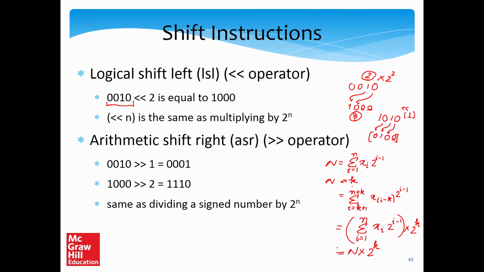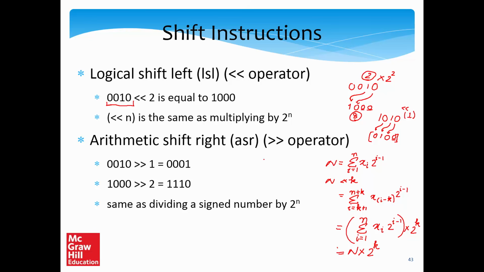Then from k plus 1 till n plus k, we had the same set of coefficients which we had earlier, but the powers of 2 pretty much get multiplied by 2 to the power k. So we do a little bit of algebra and separate the 2 to the power k from the equations, and what we are left with is the original number n multiplied by 2 to the power k.